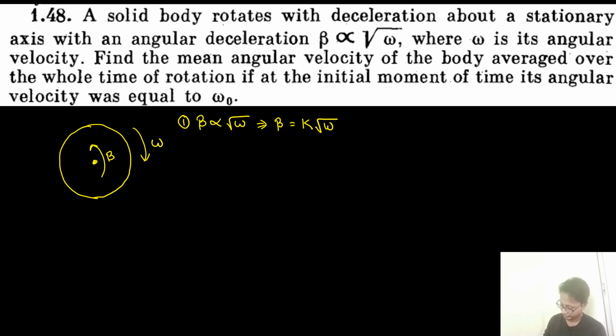Now the question is saying find the mean angular velocity of the body averaged over the whole time of rotation if at the initial moment of time its angular velocity was equal to 0.